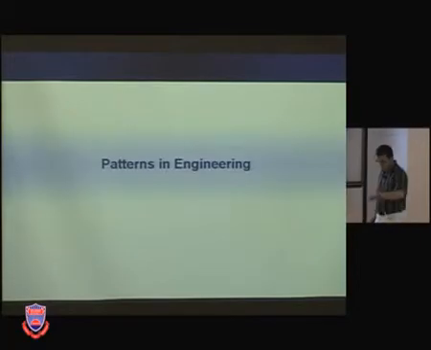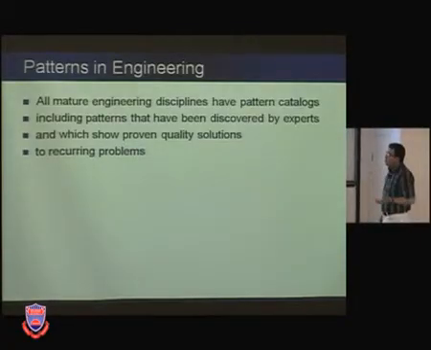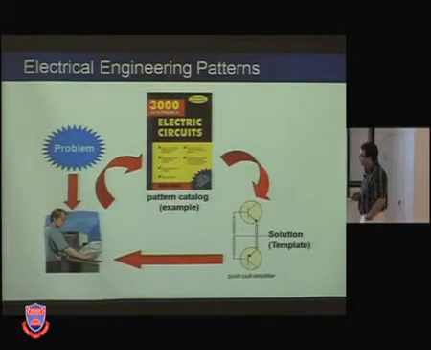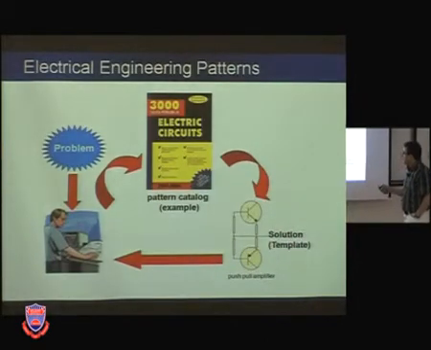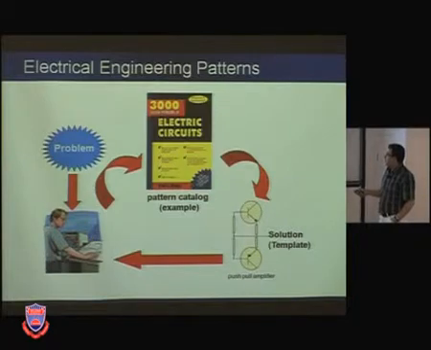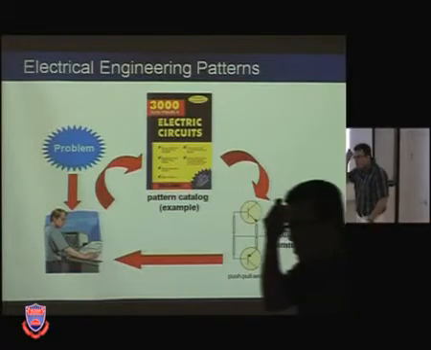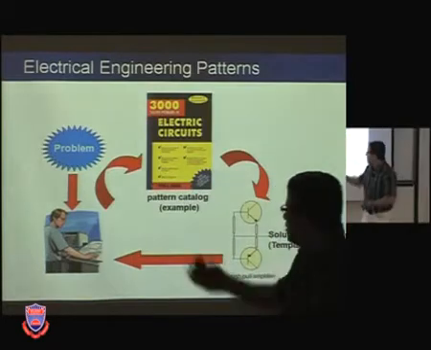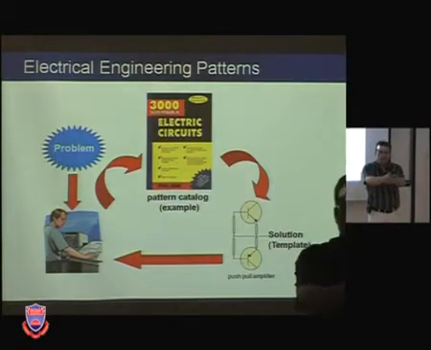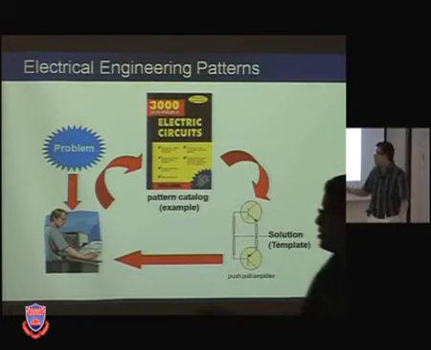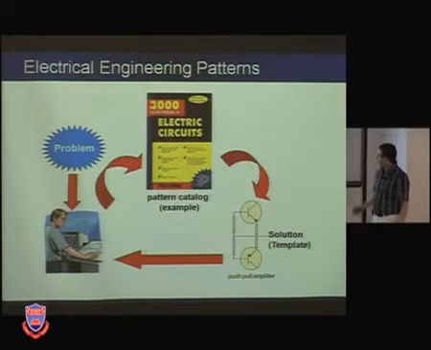Okay, if you look at patterns in engineering, we see that all mature engineering disciplines actually have pattern catalogs, including patterns that have been discovered by experts and which show proven quality solutions to recurring problems. For example, in electrical engineering, if you encounter some problem, the engineer typically looks at an existing pattern catalog. Like here, 3,000 solved problems in electric circuits. 3,000. Okay? So he or she doesn't solve it from scratch. It's a problem, look at this book, match, then apply. And for sure it's the best possible solution because this is a consensus of experts in that domain. Then you get the solution.